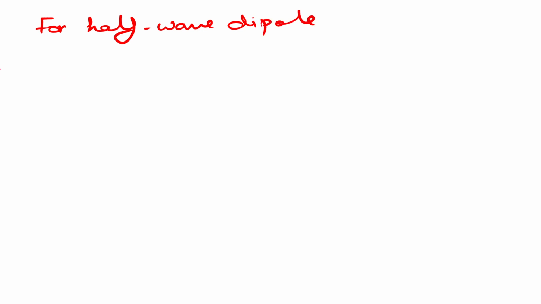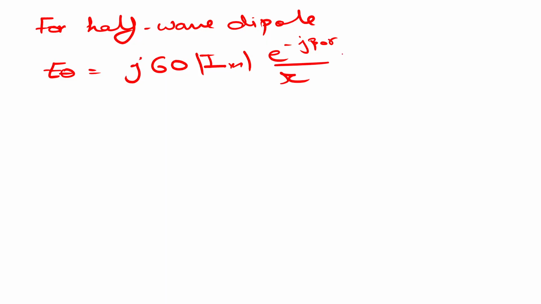For a half wave dipole, E theta is given by j60. I'm directly writing the formula for the far field region: E theta for a half wave dipole antenna is given by j60 I into e to the power minus j beta naught r by r into f of theta. We have already calculated this f of theta.